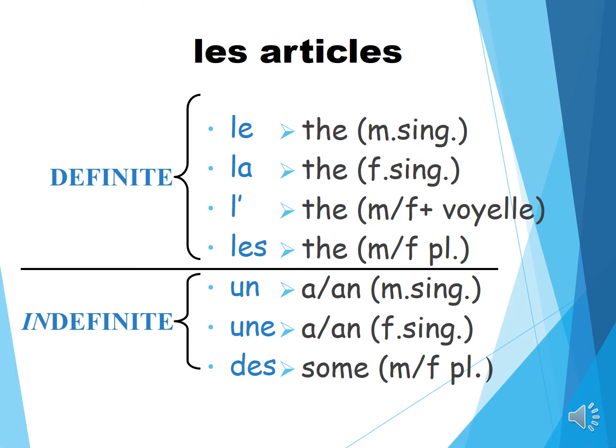Let's have a look at the indefinite articles. You can see there are three indefinite articles: un, une, des. Un means "a" or "an" in English, and is used in front of a masculine singular noun. Then you have une, which again means "a" or "an", but is used in front of a feminine singular noun. The last one is des, which means "some", and is used in front of masculine or feminine plural nouns.